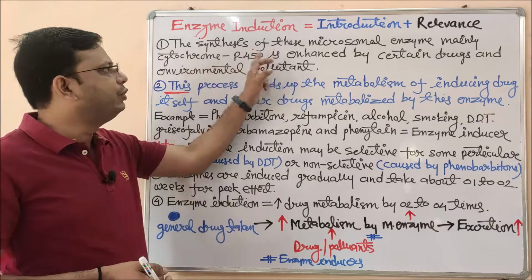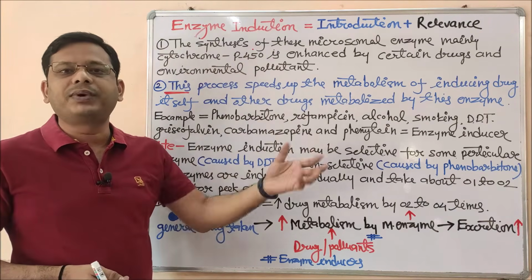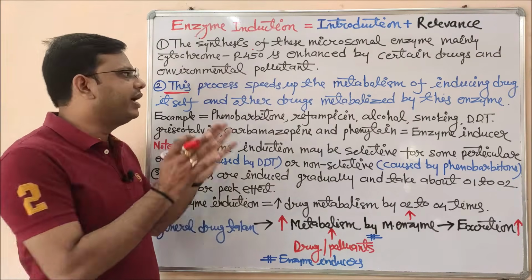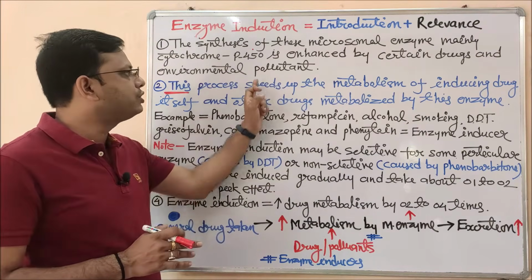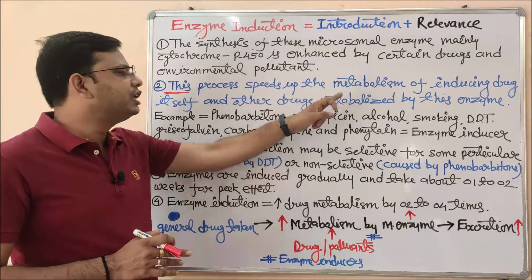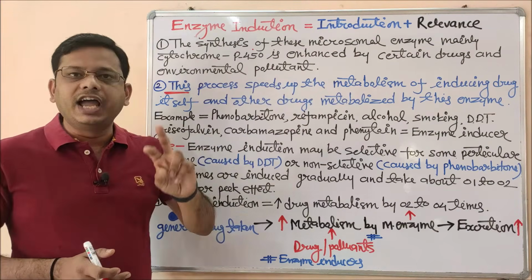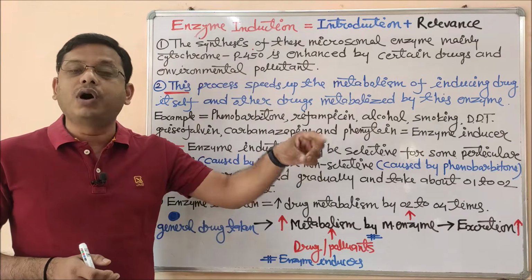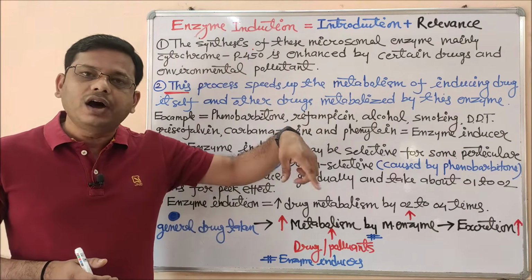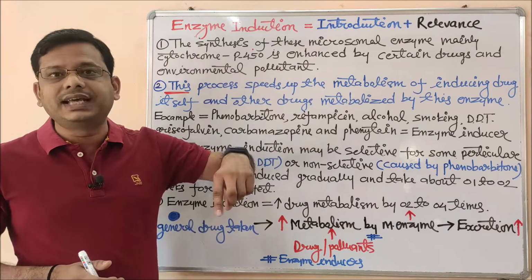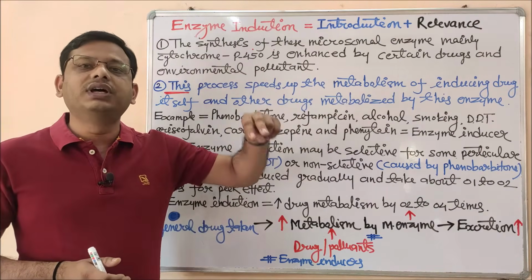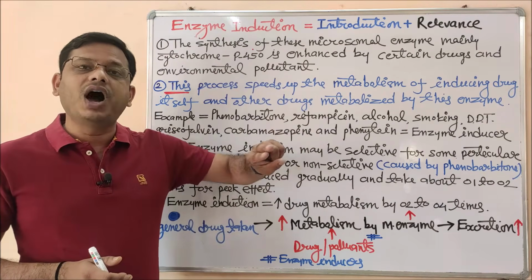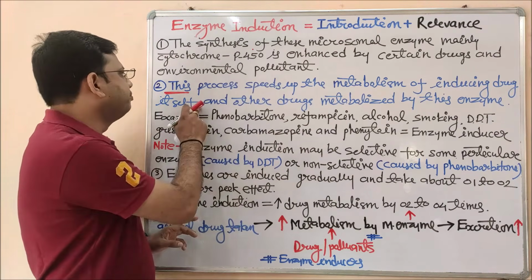So enzyme inducers increase the level, amount, or volume of the enzyme that is responsible for metabolism. That is why metabolism speeds up. This process of metabolism speeds up just because of the inducing drug. And I have explained that an inducing drug can increase the metabolism of another drug, or it can also increase the metabolism of itself, which totally depends on the enzyme responsible for the metabolism, and both are affecting that enzyme. So this is a simple explanation.